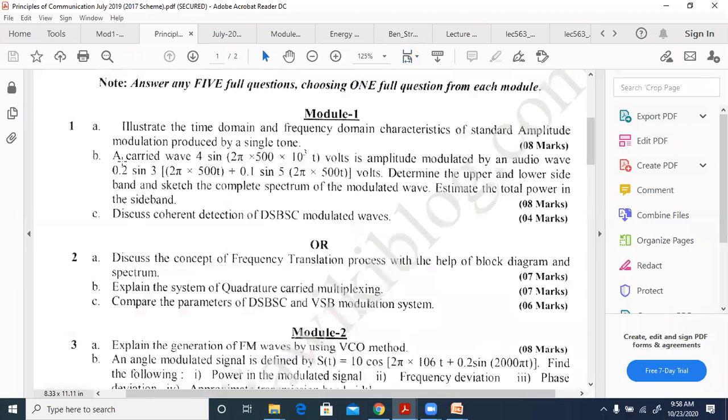Then we have a carrier wave 4 sin(2π × 500 × 10^3 t) volts, which is amplitude modulated by the sine wave 0.3 sin(3 × 2π × 500 t) + 0.1 sin(5 × 2π × 500 t) volts. Determine the upper and lower side band and sketch the complete spectrum of the modulated wave. Estimate the total power in the side band.